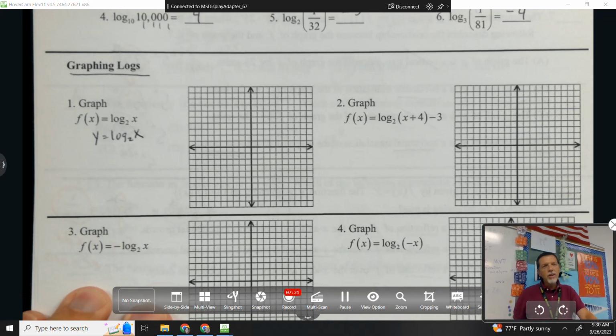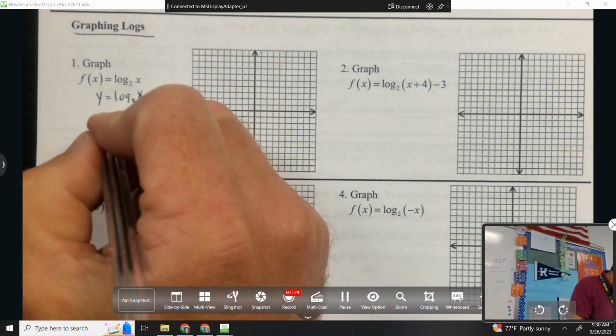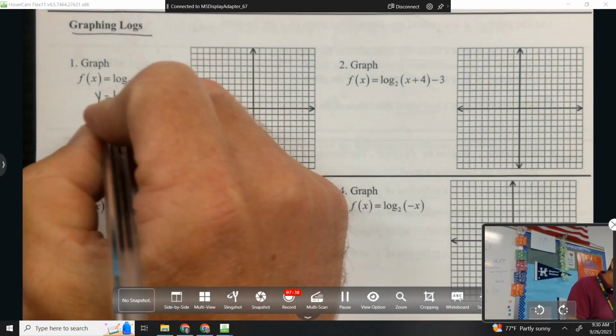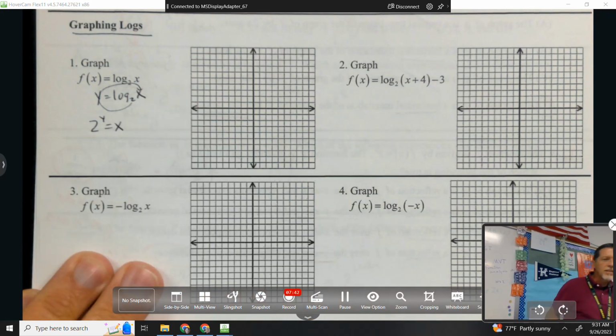So y equals log base 2 of x. But again, I don't really know logs. I'd rather do exponents. So let's switch this thing into an exponent. So what would I get if I fish hooked that? It's on the other side, but it's still the same. 2 to the y equals x.